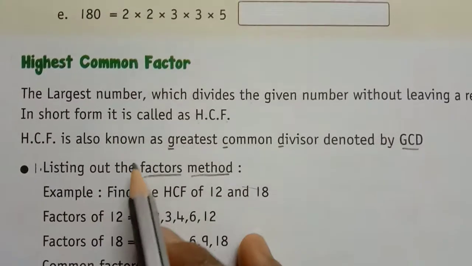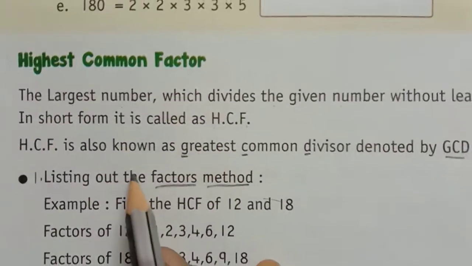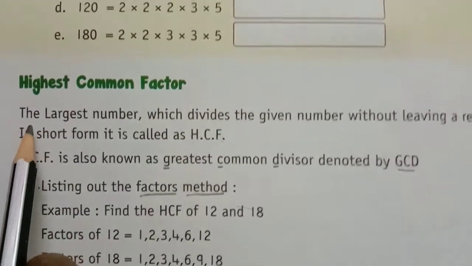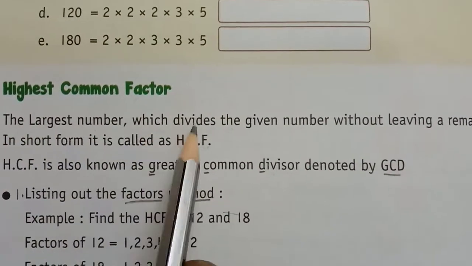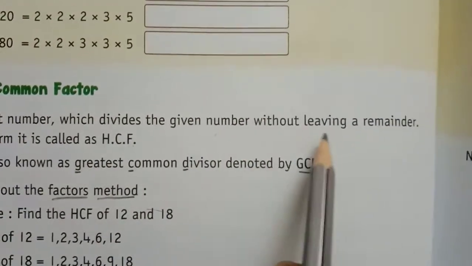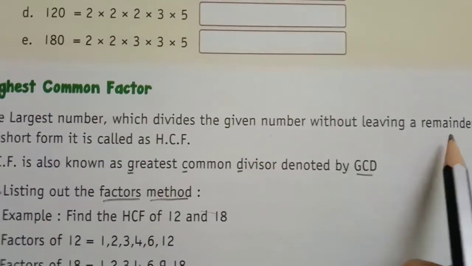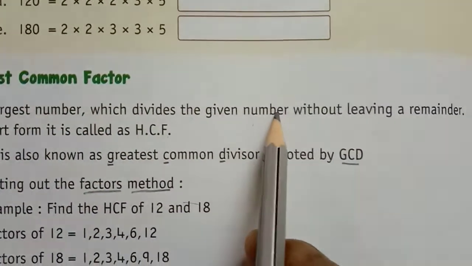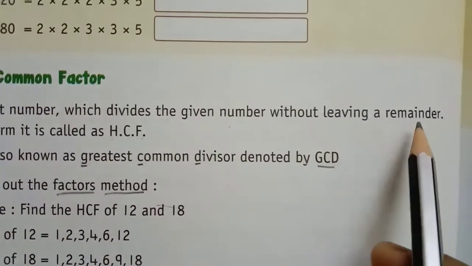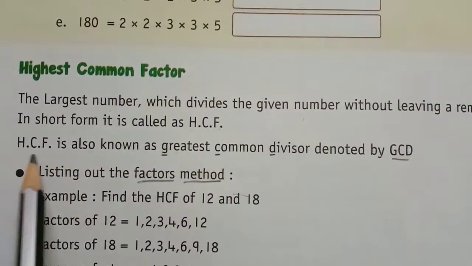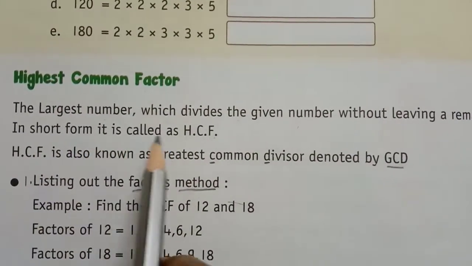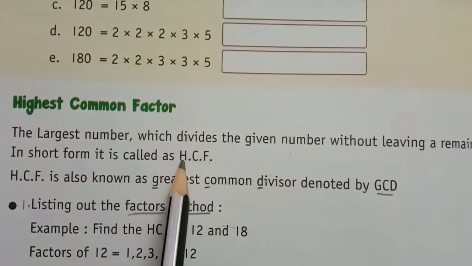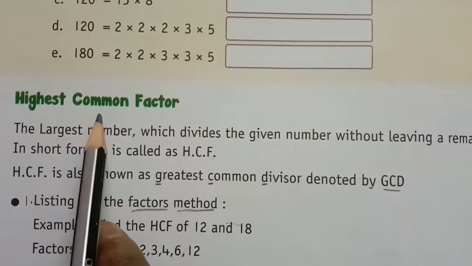Good morning, children. In this video, we are going to study about highest common factor. The definition of it is the largest number which divides the given number without leaving a remainder. I repeat, the largest number which divides the given number without leaving a remainder. In short, it is called HCF. Full form of this is highest common factor.